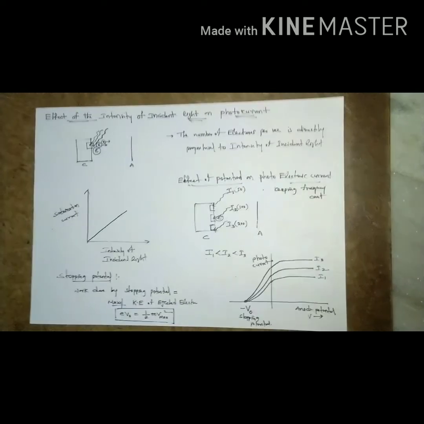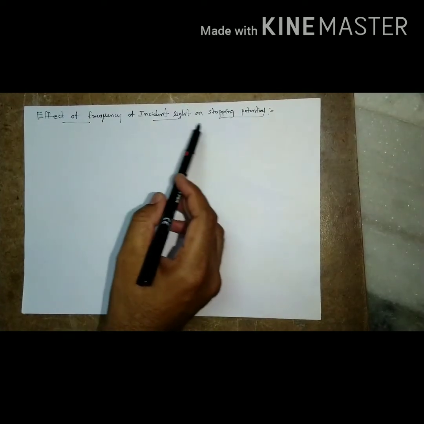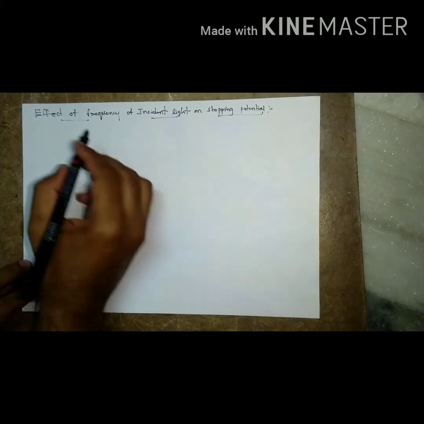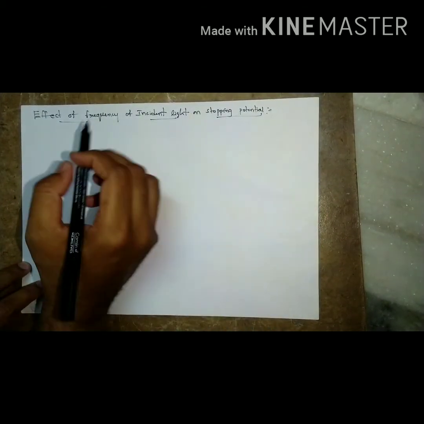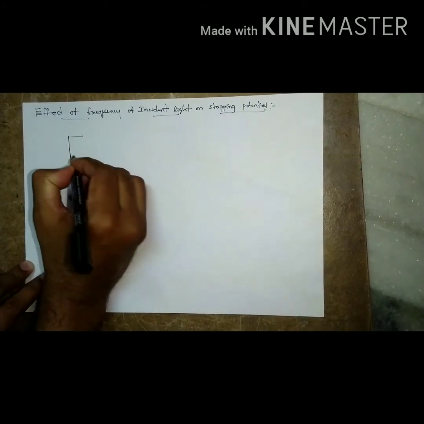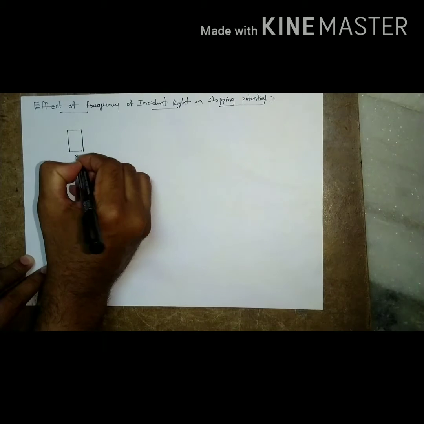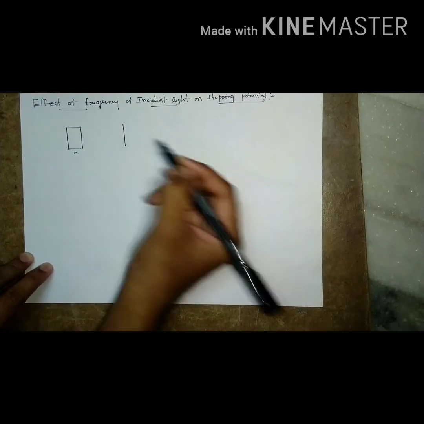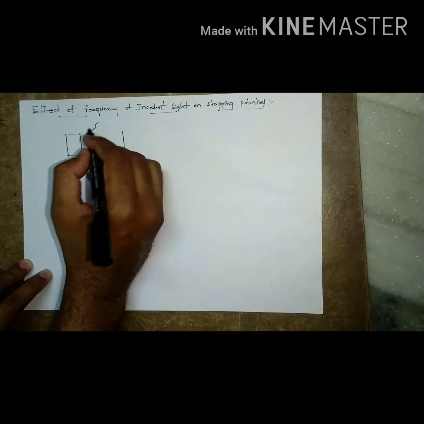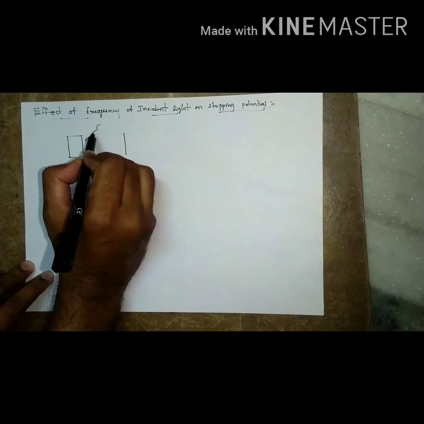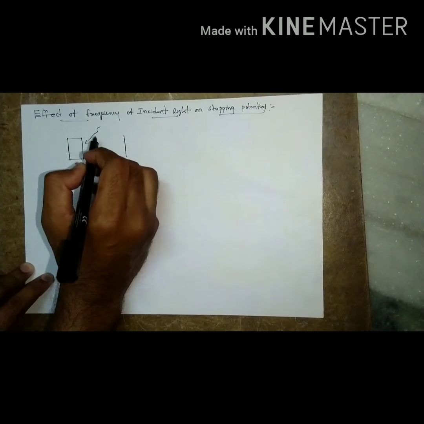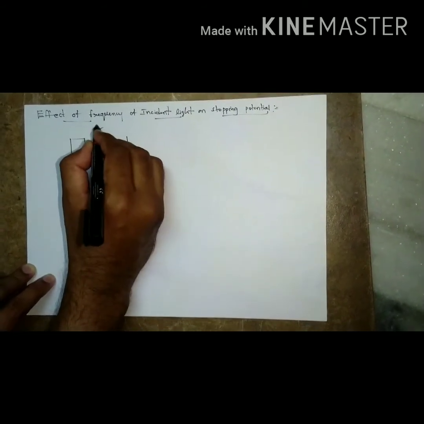Next, the effect of frequency of incident light on stopping potential. We know intensity and frequency. What is the difference? Let me repeat here. Let us consider a cathode plate, and this is the anode. Suppose this is the incident light. Intensity means the number of light rays per unit area per second. Frequency means energy.